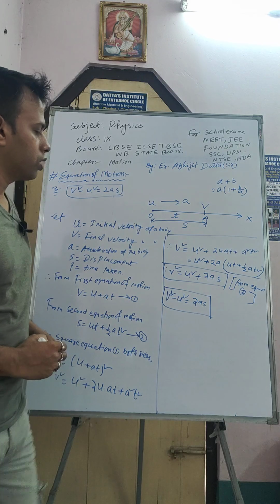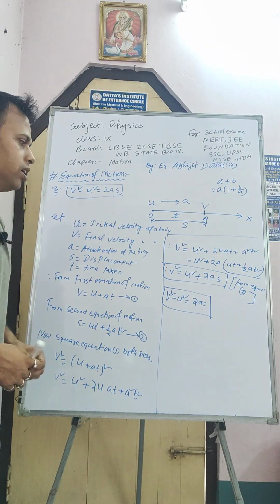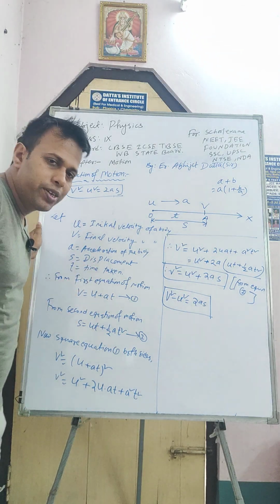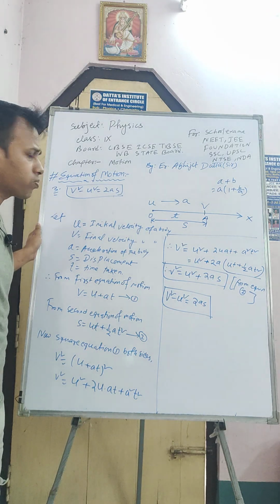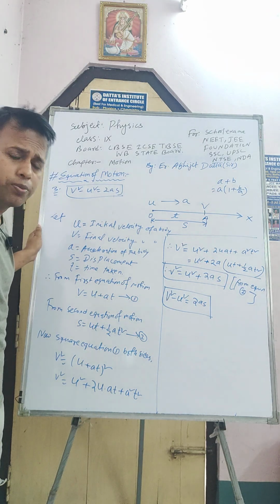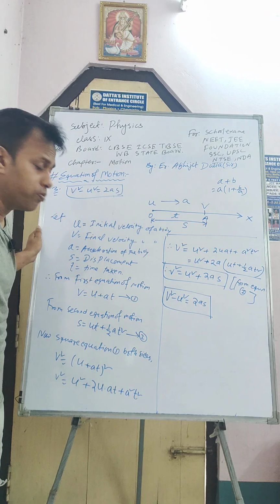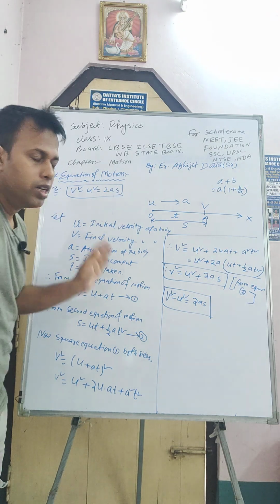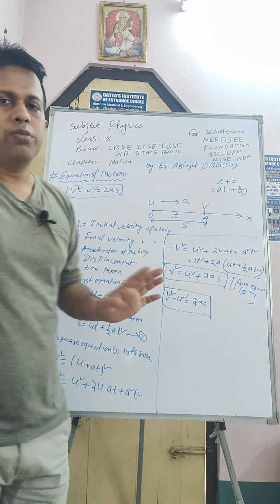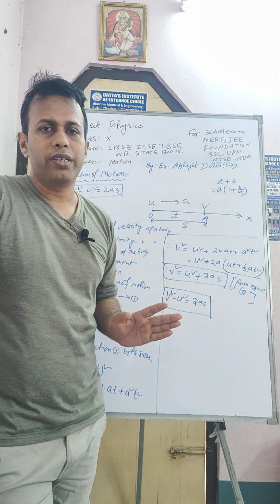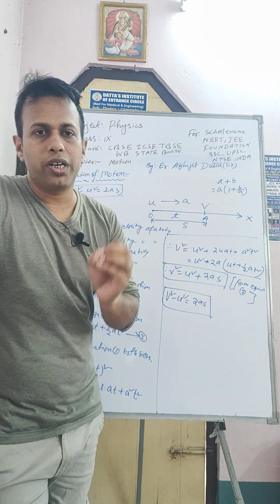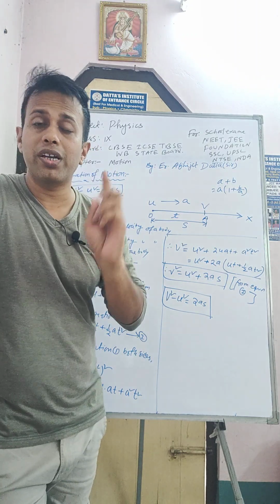So v square equals u square plus 2as. So our derivation is completed. Now this derivation you also have to derive by the graphical method. This derivation I have normally proved for accelerated motion. Okay, this equation you have to write, or derive, or prove by the graphical method.